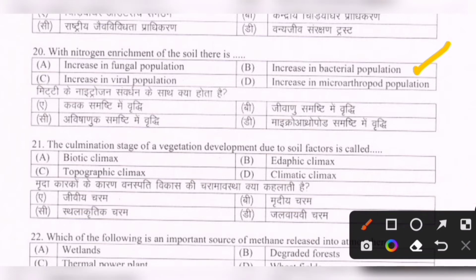The culmination stage of a vegetation development due to soil factors is called. Options are biotic climax, edaphic climax, topographic climax, climatic climax. The correct option is second one, that is edaphic climax. Let's see the next one.